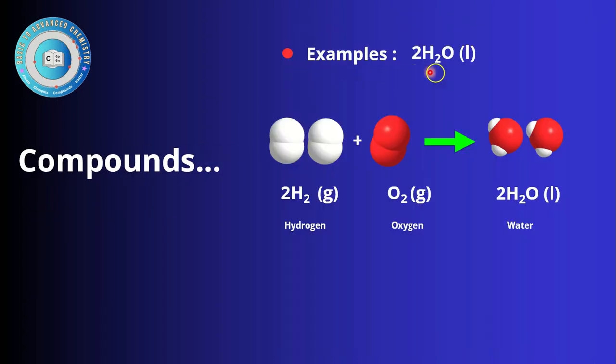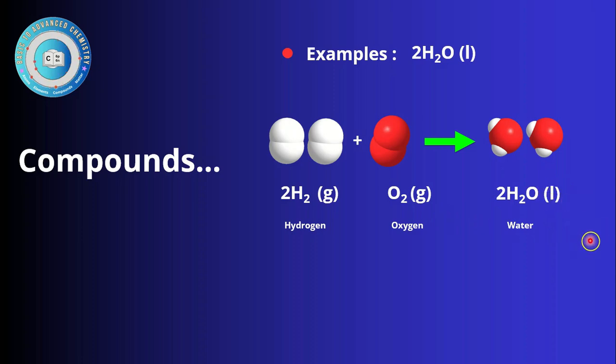For example, water is a compound. Water is formed from the chemical combination of two different gases, hydrogen gas and oxygen gas. Water is liquid. The starting materials are gases. So water, which is a compound, has different properties from the starting materials. These are gases and this is liquid at room temperature.